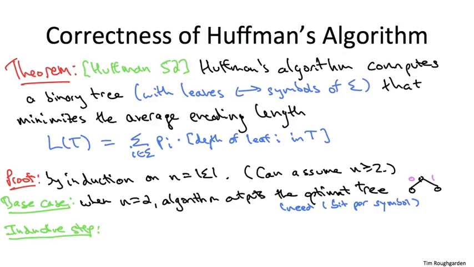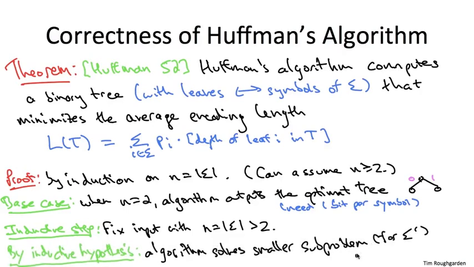So for the inductive step, we focus on an arbitrary problem instance where the alphabet size is at least 3. Now, of course, whenever you're doing a proof by induction, the thing you've really got going for you is the inductive hypothesis. You assume that the assertion that you're trying to prove, in this case correctness of Huffman's algorithm, is true for all smaller values of n. That is, if we invoke the algorithm on any smaller input, as of course we do in this recursive algorithm, we get to assume that the algorithm returns the correct solution to that smaller subproblem.